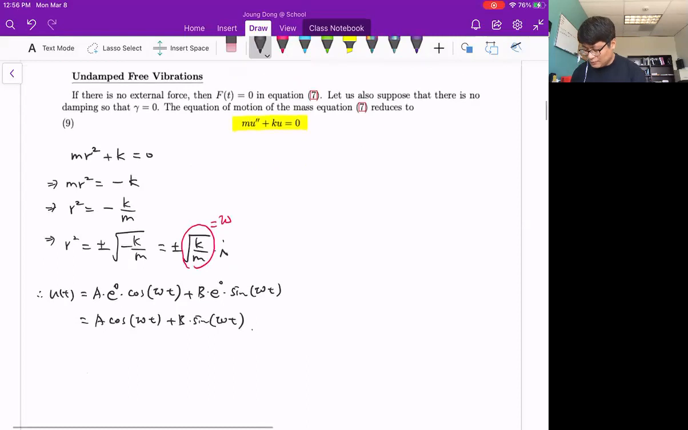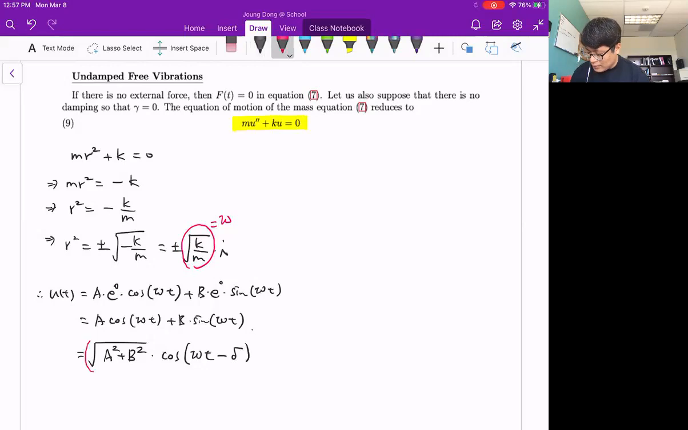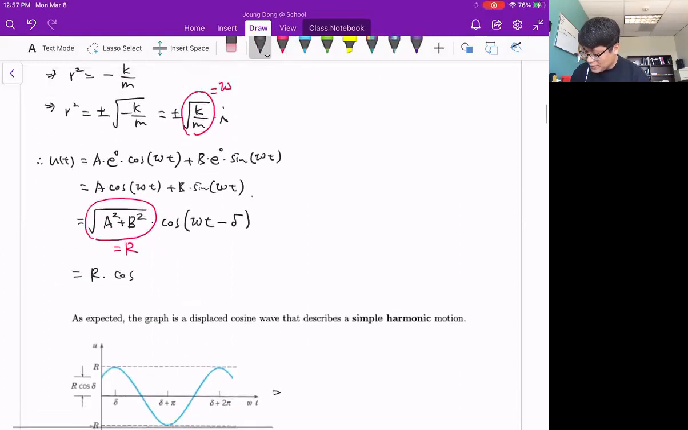It is here. It can be written as square root of A squared plus B squared times cosine of omega t minus delta. To make it simpler, let's say this square root of A squared plus B squared is R. Then we can write this as R cosine of omega t minus delta. And what is this delta?